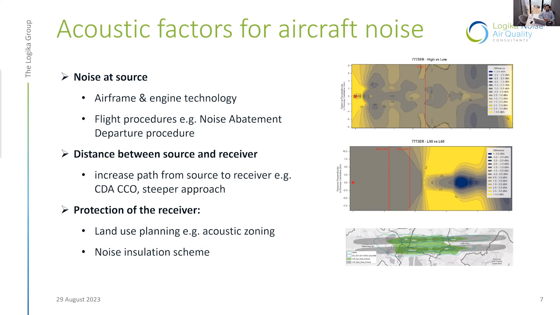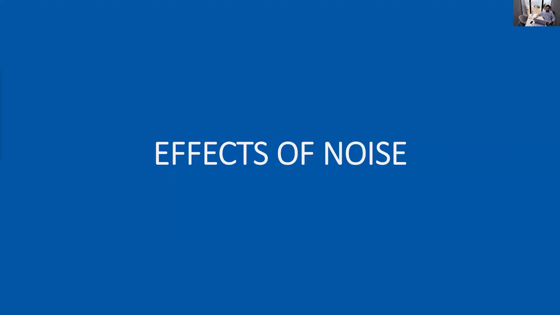We also need to consider the protection of the receiver through land use planning, providing a sort of acoustic zoning where planning authorities and local authorities know, depending on the external noise, what kind of activities they can include within different distances from the airport boundaries. Noise insulation schemes also try to mitigate the effects of noise on the population nearby the airports. So I just mentioned the effects of noise. Let's see what they are.